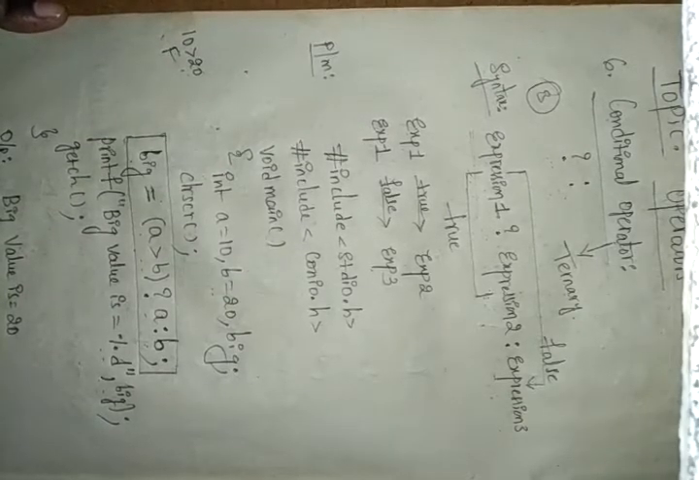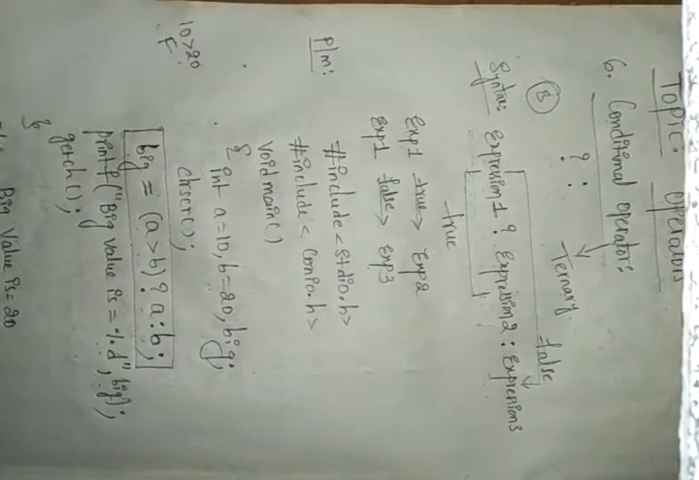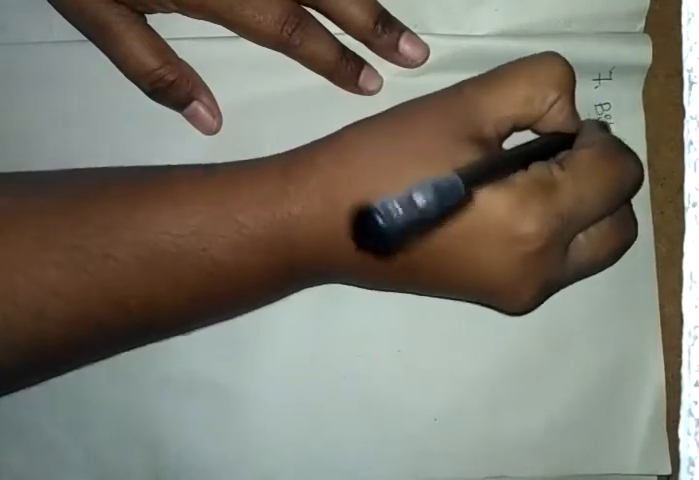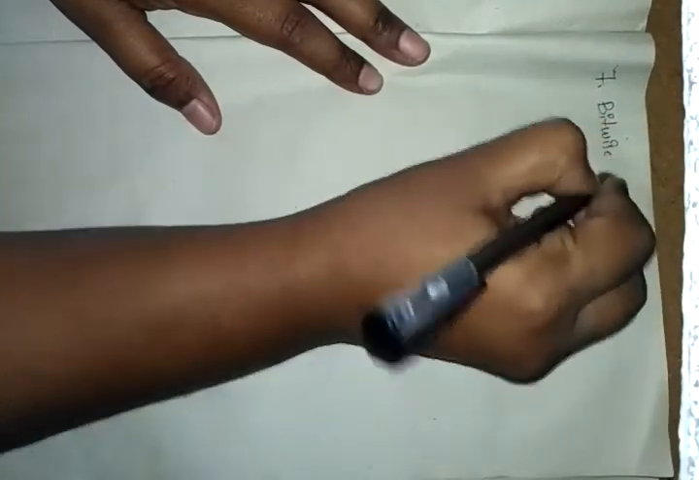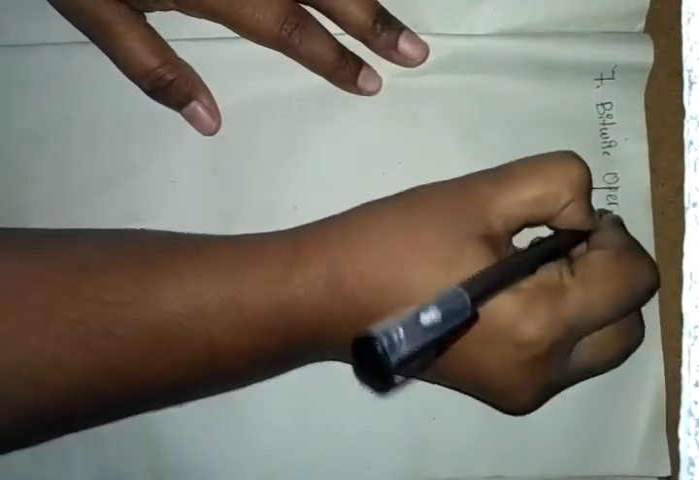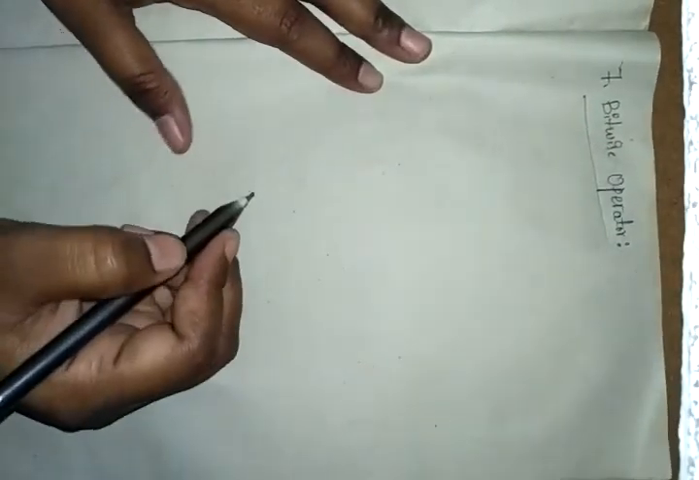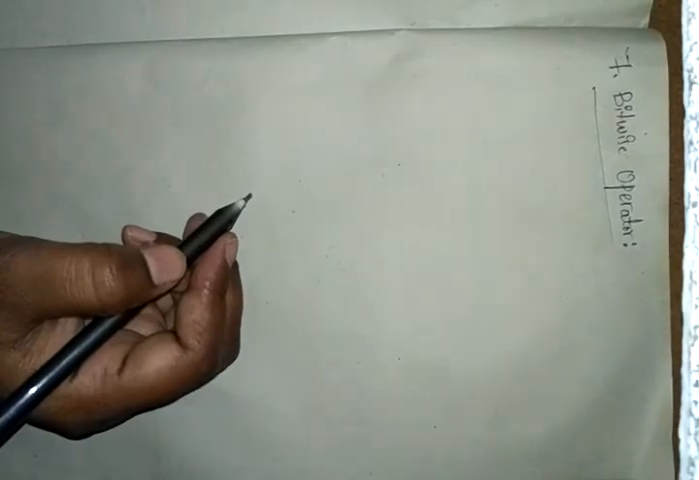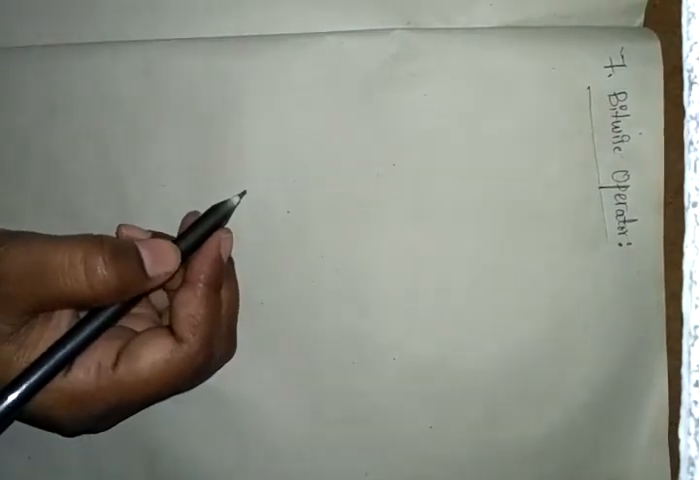7th one, bitwise operators. This was the conditional operator, and we have the 7th one, bitwise operators. Okay, so let's go to the bitwise operator. Bitwise operator. Okay. So what is a bitwise operator?